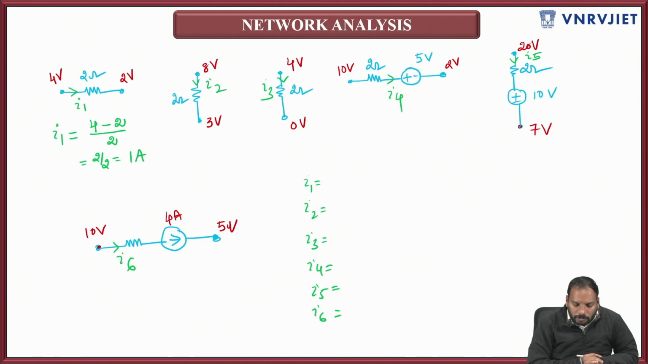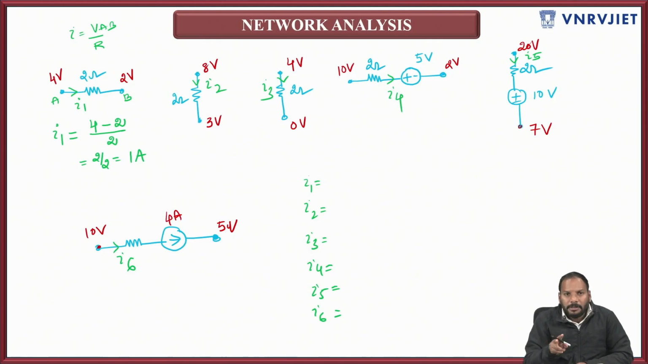So this is how you need to apply Ohm's law. How have I applied it? I is equal to V by R, or you can say VAB, the potential difference between A and B, that is 4 minus 2. VAB is 4 minus 2, that is 2 by 2, so 1 ampere.